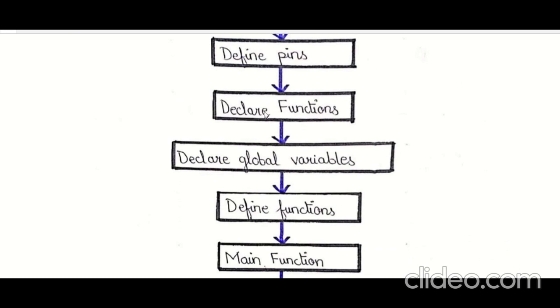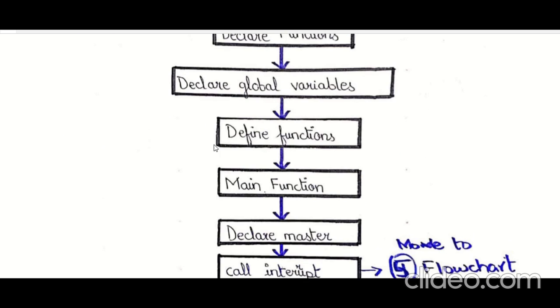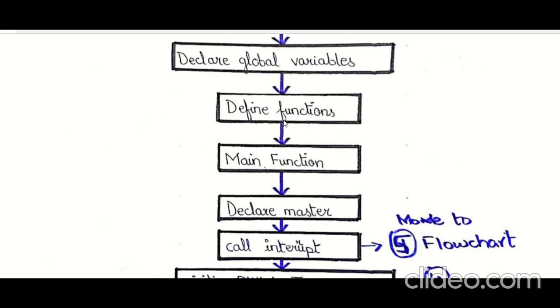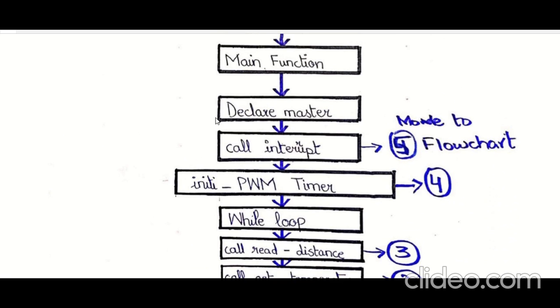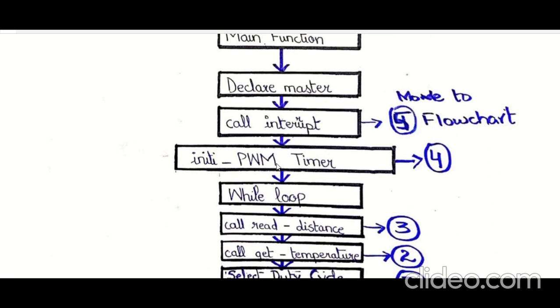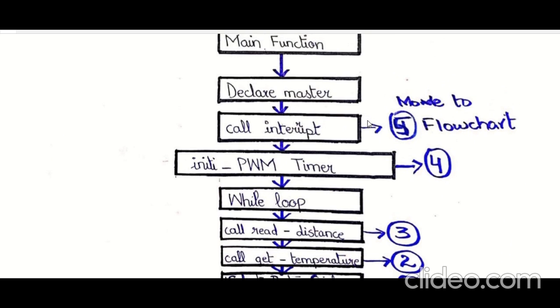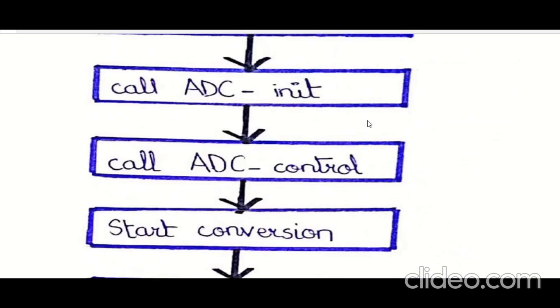Actually, first we will declare functions, and then we will define functions, and then we will come to the main function. In the main function, first we will call the master function, call interrupt, and initialize, and call the function to initialize PWM. Here, as I have numbered it at flowchart number 5, for the call interrupt function we will move on to flowchart number 5.